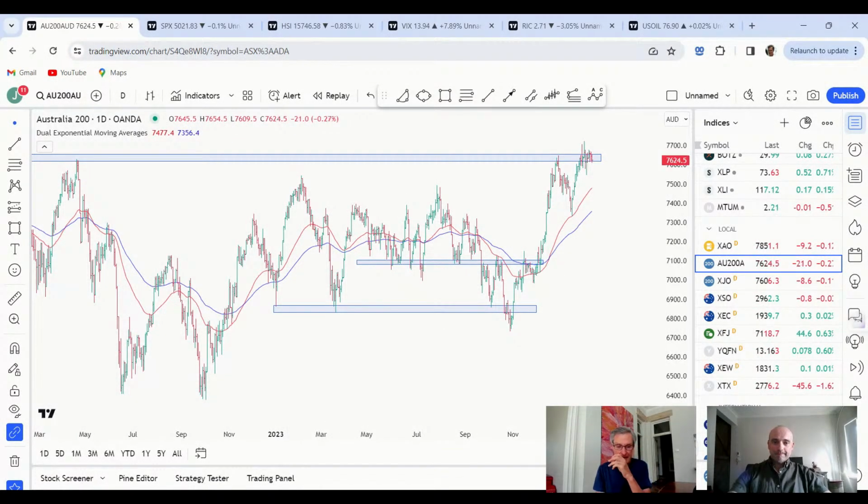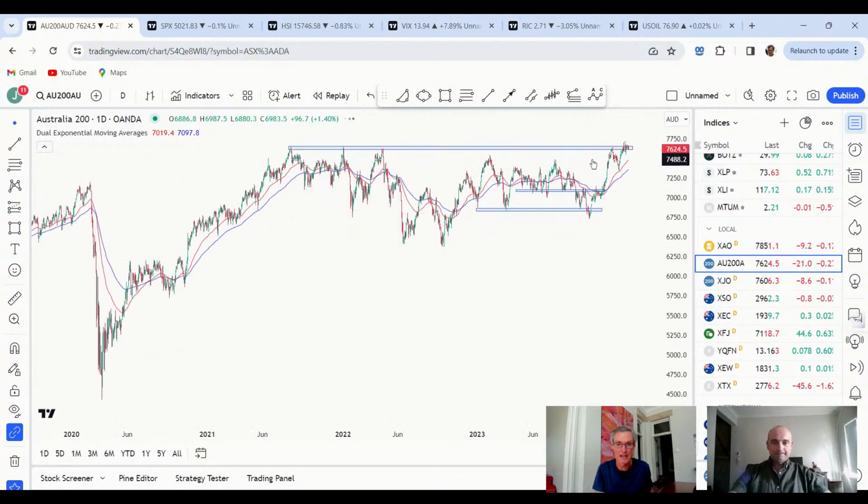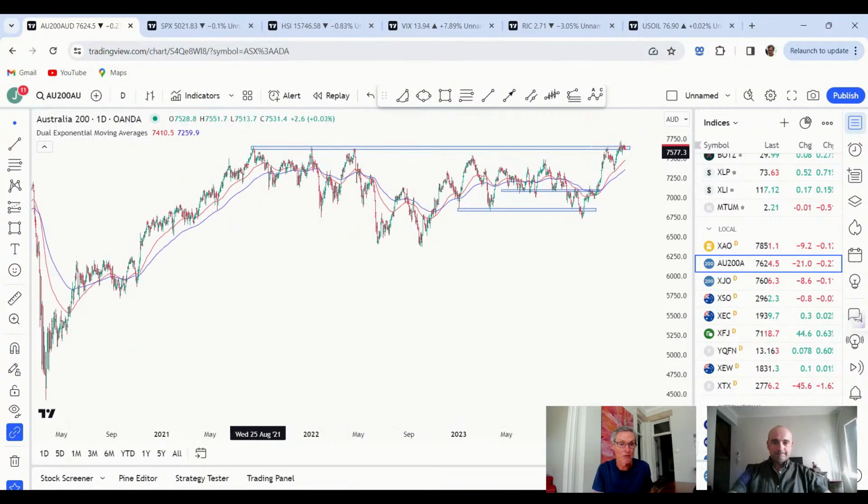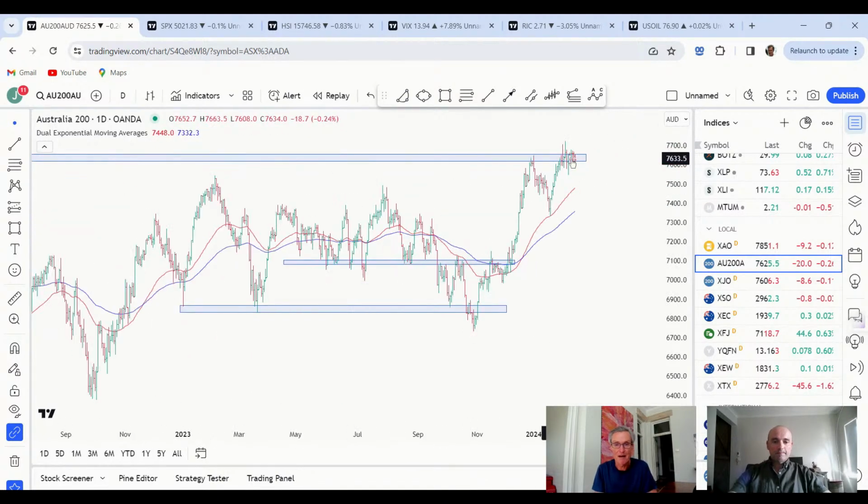So this is the ASX 200, and we got the all-time highs about a week ago, and since then the market's just pulled back to where the key level was. The key level's around that 7,600 mark, and I can just compress that. You can see why it was a key level, because it's capped the market over the last couple of years. So we've just nudged through it. Now we've just come back and are pausing.